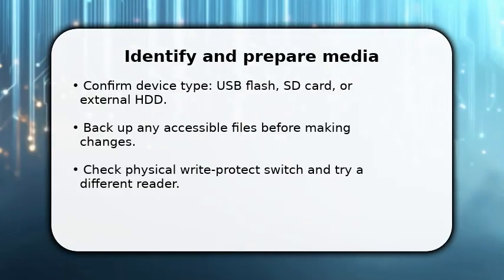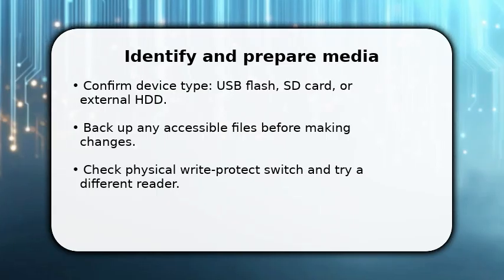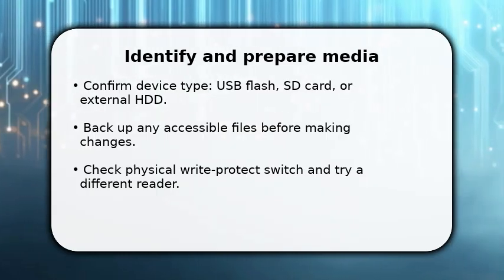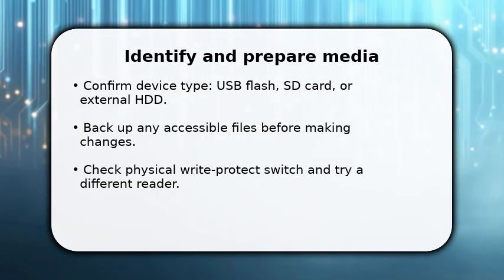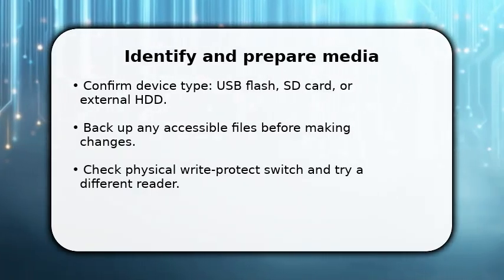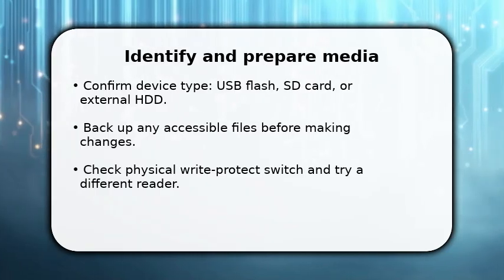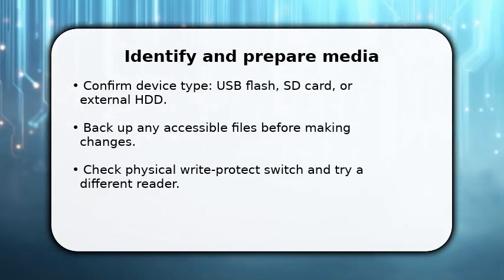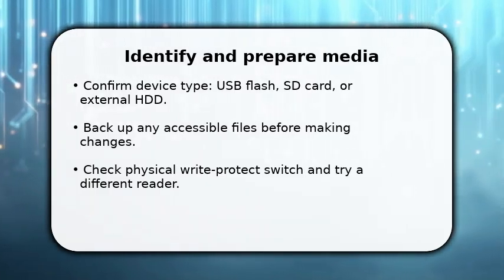You start by identifying the media and preparing for changes. Verify whether it's a USB, SD card, or external drive, then back up accessible files. Once done, inspect the physical write protect switch on the card or adapter and toggle it. Make sure the reader isn't the problem by testing another port or adapter.